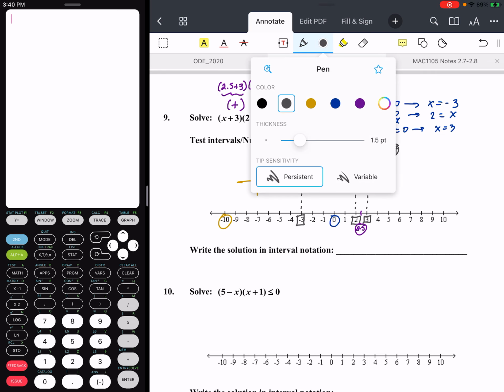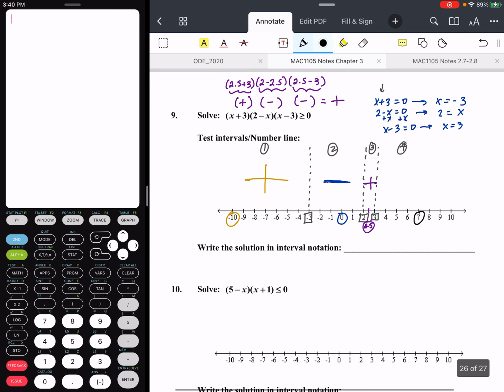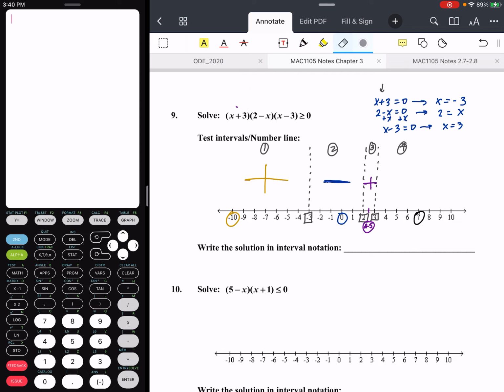And then finally, let's choose black. So it doesn't matter which number I pick. How about a 7 for my test point? So I'll go ahead and erase and plug 7 into all my factors. So this would give me 7 plus 3 times 2 minus 7 times 7 minus 3. So this is positive times negative times positive. And these would multiply out to a negative value.